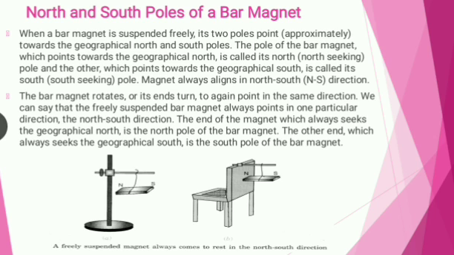The bar magnet rotates and turns again to point in the same direction. We can say that the freely suspended bar magnet always points in one particular direction, that is, the north-south direction. The end of the magnet which always seeks the geographical north is the north pole of the bar magnet, and the other end, which always seeks the geographical south, is the south pole of the bar magnet.